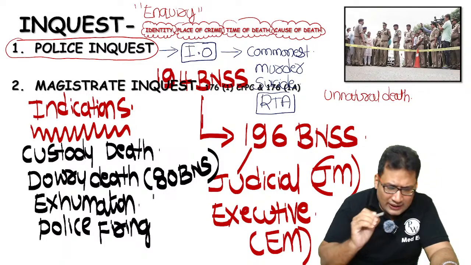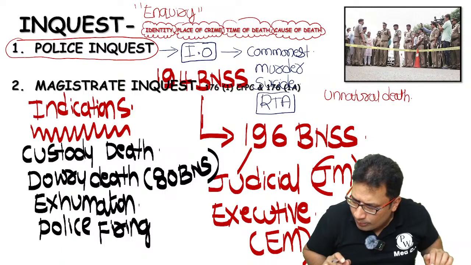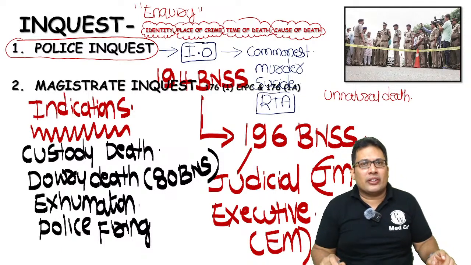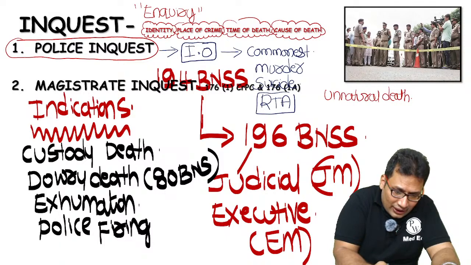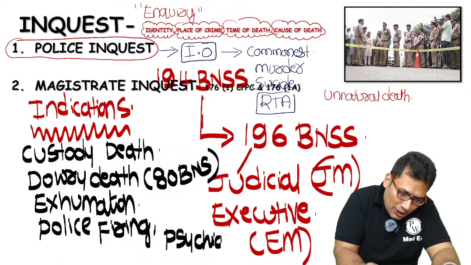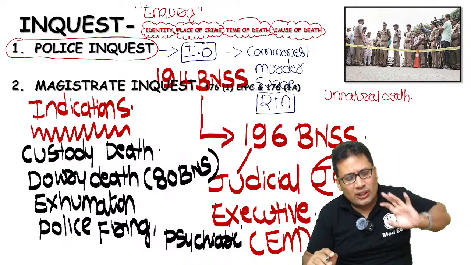One more is there. Anybody? What is that? One more example, guys. One more indication for magistrate inquest: death of a patient in a psychiatric hospital. So if you write five, that is more than sufficient.